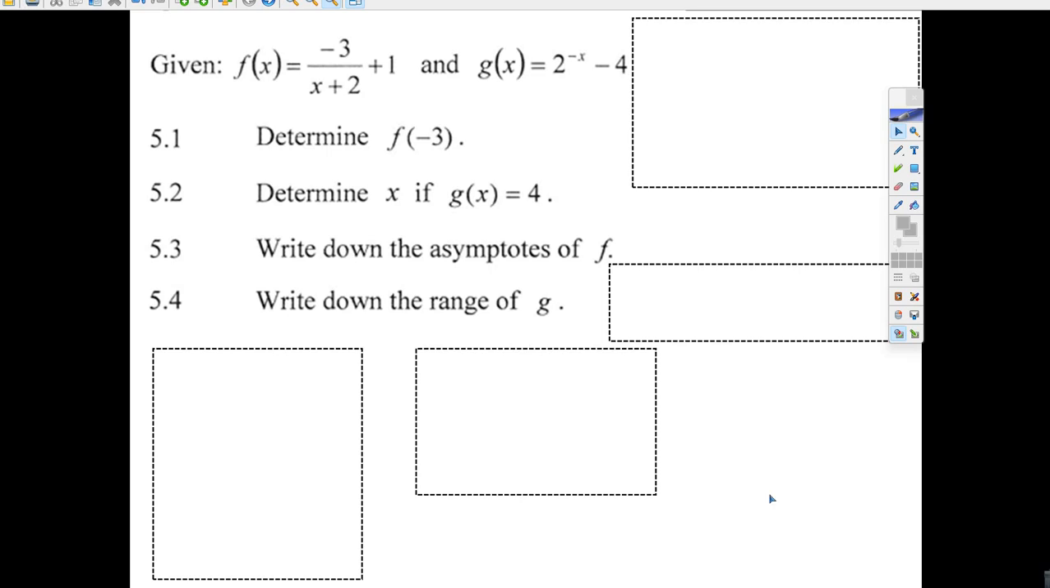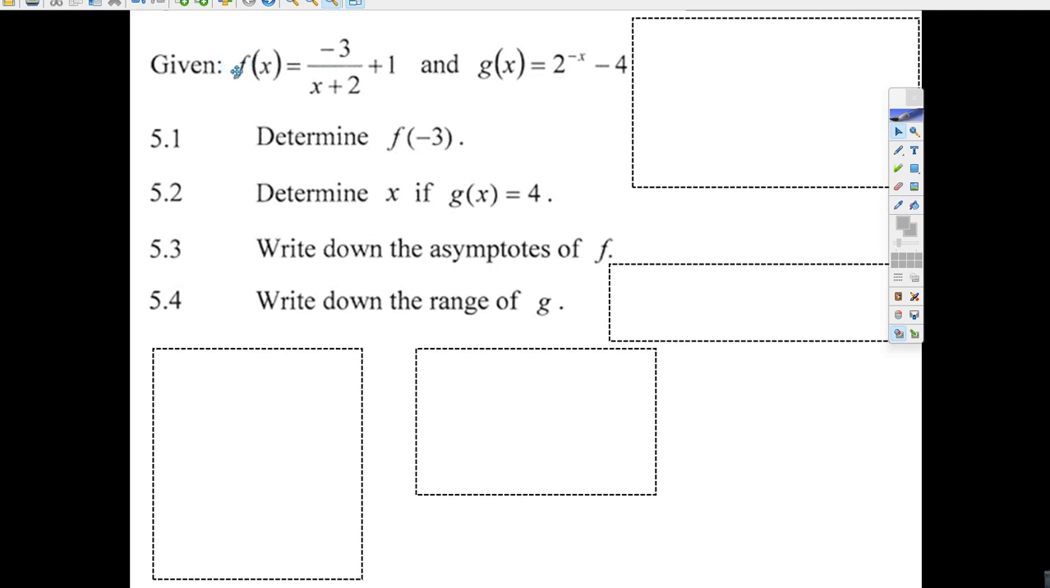Okay, this is a special function question, an exam question from a national grade 11 exemplar exam in 2017. And here we go, here's the first question. You're given this function, f of x equals minus 3 over x plus 2, plus 1, and another function, g of x, equals 2 to the minus x power, minus 4.